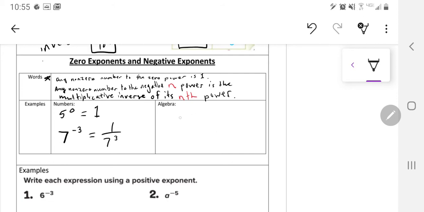If we write it in algebra, we're going to use some variables. Any number to the 0 power is going to equal 1. But there is one little caveat we have to be aware of. X can't equal 0. This rule is only true if x isn't 0. And then we have x to the negative n is just going to be 1 over x to the positive n. So we just take the reciprocal and then we turn the negative exponent into a positive exponent.